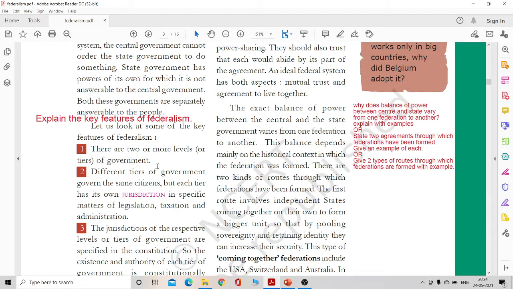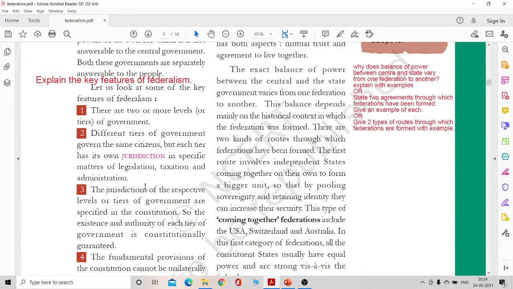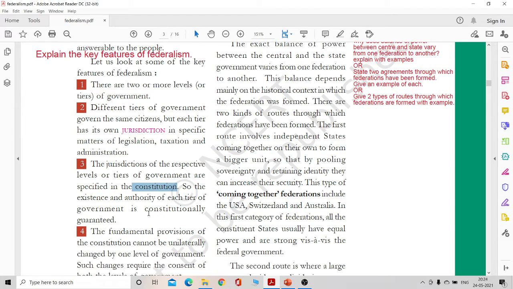So here, of course, in our practical lives, you can give examples of our country and the jurisdictions of our state governments at the panchayati level, right? So the jurisdiction is divided. The third very important feature is that the jurisdiction of respective levels or tiers of government is specified in the constitution. The powers of the various institutions within our government are mentioned in the constitution, that is, the responsibilities and the powers of the legislature, the judiciary, the executive, etc.